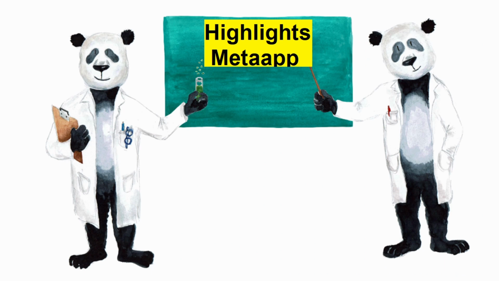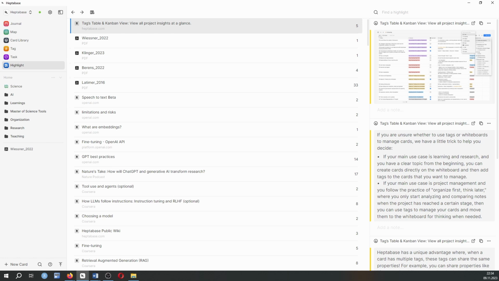The Highlights Meta app. So here we are in the place where all your highlights come together. The Highlights Meta app in Heptabase. Here you find all your highlights from PDFs and from Readwise if you are using Readwise, which I would really recommend if you want to build a digital brain of the content you consumed.